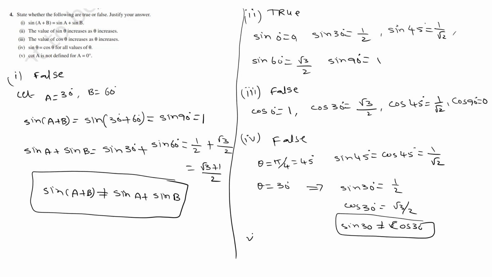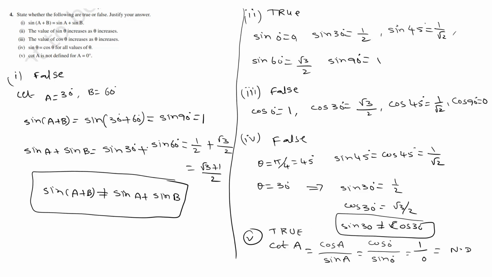Next, the fifth one: cot A is not defined for A equal to 0 degrees. Cot A can be written as cos A divided by sin A. For A equal to 0, cos 0 degrees divided by sin 0 degrees. Cos 0 is 1, divided by sin 0, which is 0. So 1 by 0 is not defined. So not defined, as they have given here. So this is true here.